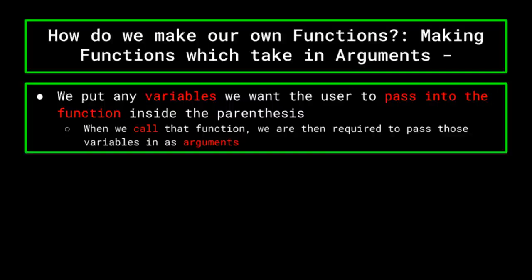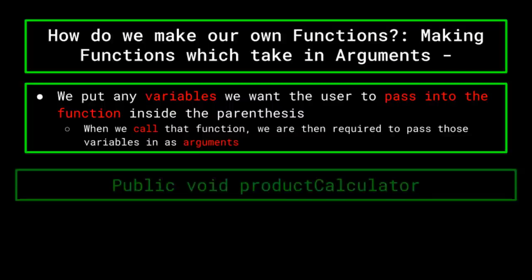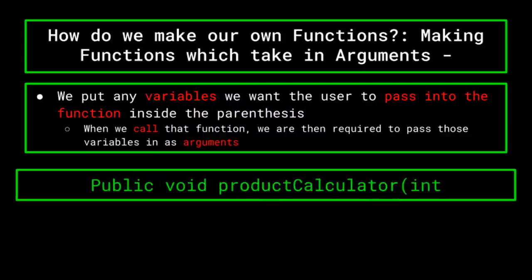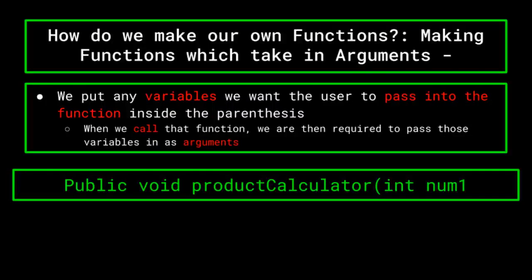For example, in Java, let's make a function that takes in two numbers and prints out the product of those numbers. We start with the public void plus name of function setup again, since we won't be returning any values. And here comes the new part. Inside the parentheses, you define which type of variables you would like to pass in as arguments. In this case, an integer, and then a name for that variable. This name is what you will use to refer to the integer that the user passes in. For example, let's just call it num1.